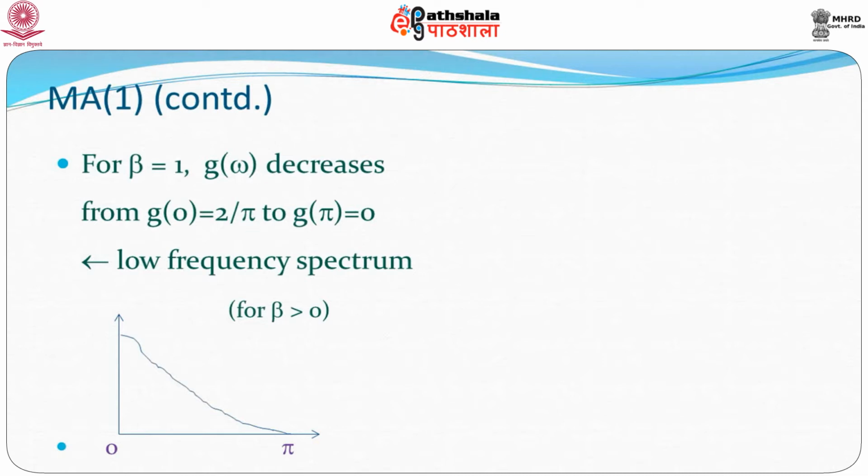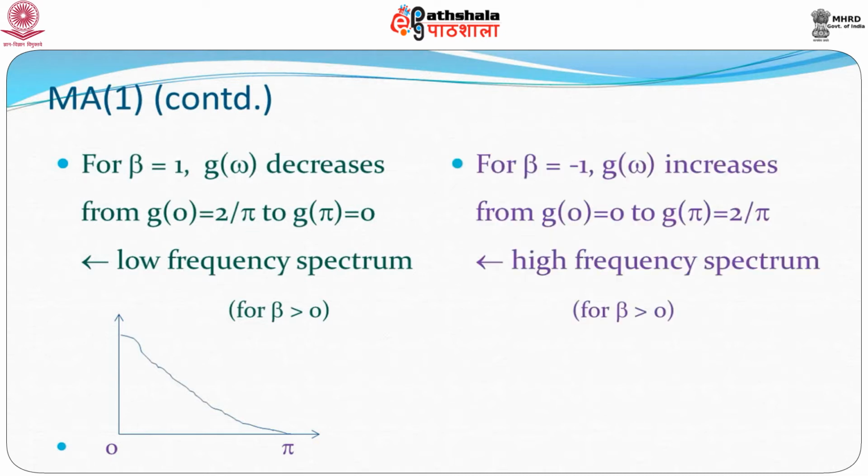On the other hand, if we have beta equal to minus 1, then g(omega) increases from g(0) equal to 0 to g(pi) equal to 2 by pi, and we call it a high frequency spectrum. And in general, for beta less than 0, we have a g function which is going up between 0 and pi. Now, why is this called low frequency spectrum and high frequency spectrum?